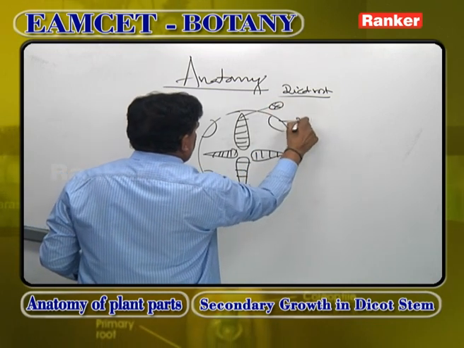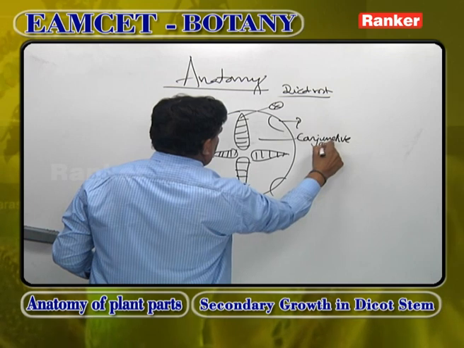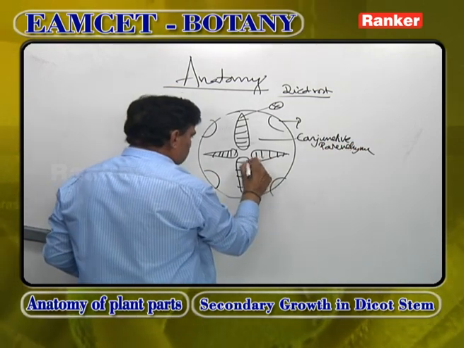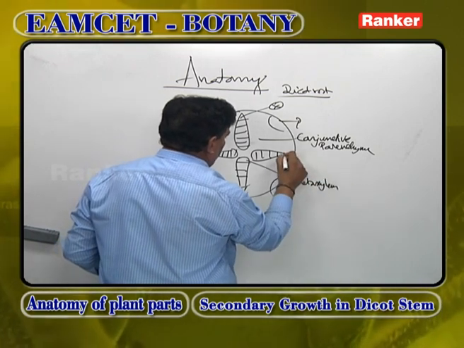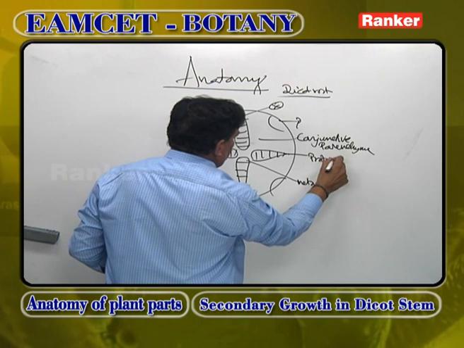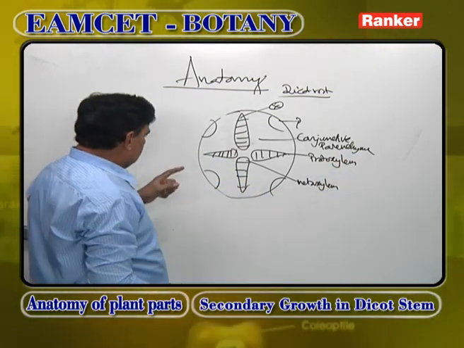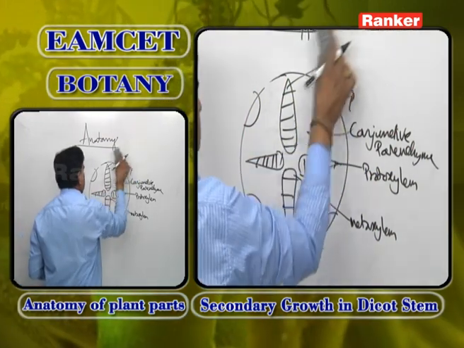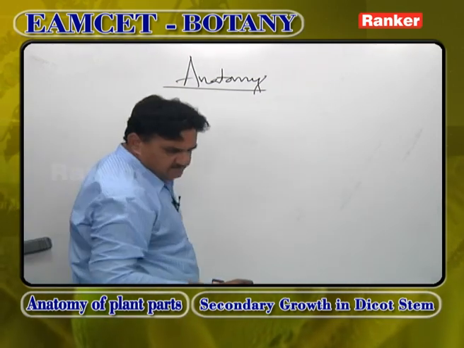This is xylem, this is phloem, and this is conjunctive parenchyma. In the xylem, metaxylem is towards the center, towards the medulla, and protoxylem is towards the pericycle or periphery. This is called exarch. So this is a radial vascular bundle where xylem and phloem are arranged in separate radii.